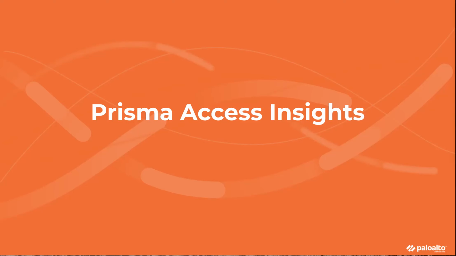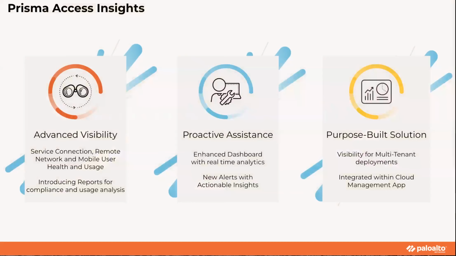Today, we will talk about the Prisma Access Insights. Prisma Access gives you advanced visibility, proactive assistance, and a purpose-built solution. Administrators can view maps with detailed information on the deployment status of their remote networks, mobile users, and service connections. Prisma Access Insights also shows you network utilization statistics to measure bandwidth usage and user connectivity to determine trends and current connections, allowing deep dive analysis of the app and user activity.